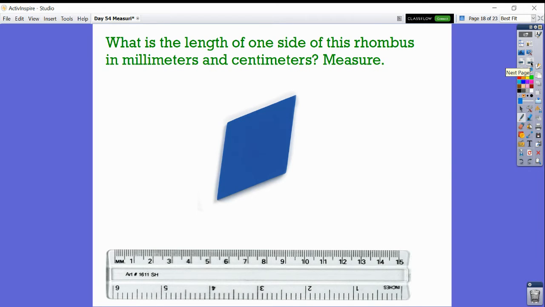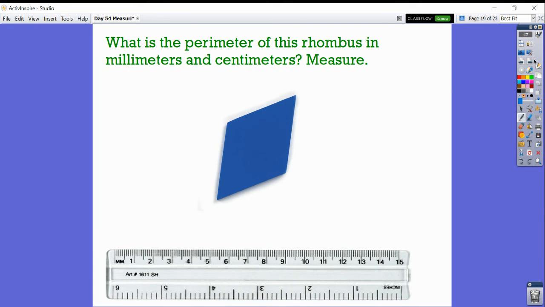What is the length of one side of this rhombus in millimeters and centimeters? I don't remember what the actual measurement is, but let's pretend it's 3 centimeters. That would mean it's 30 millimeters. Well, a rhombus is going to have equal side lengths. So that means I have 30 here, 30 here, 30 here, 30 here of millimeters. If I wanted to find the perimeter, I would add all of those sides up. 30 plus 30 plus 30 plus 30, well, that's 120.